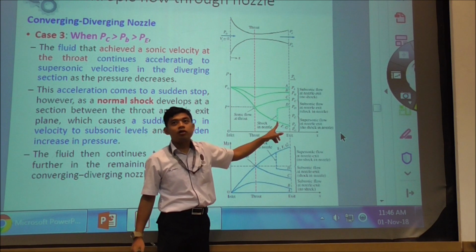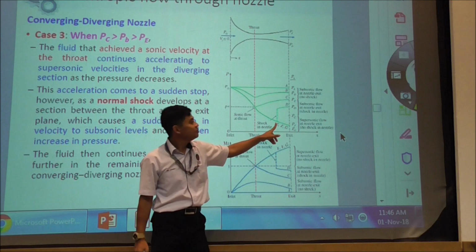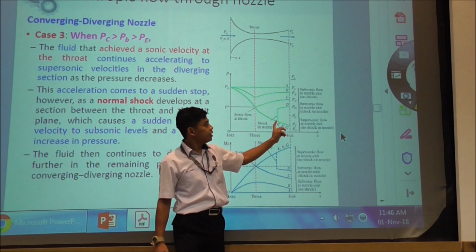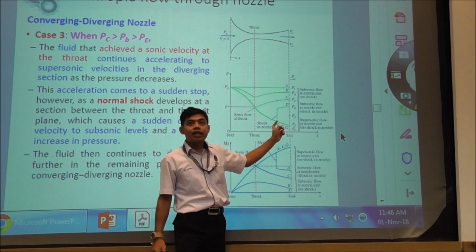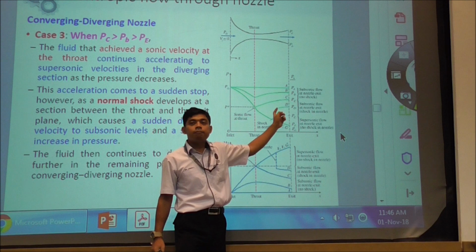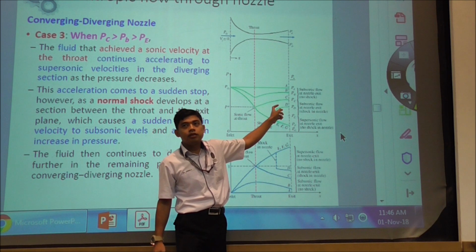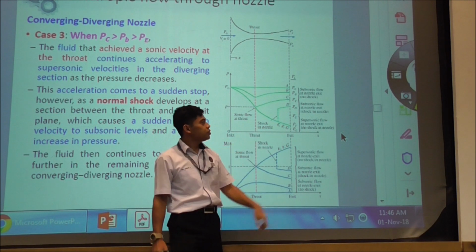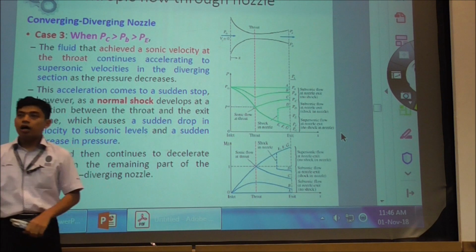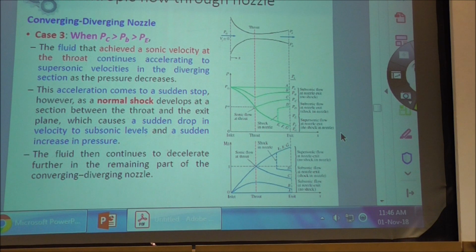Now you get a normal shock. Then what happens? When you get a normal shock, the velocity decreases rapidly, which means the pressure will increase rapidly. So at the outlet, rather than having a supersonic flow, you will have subsonic flow, even though in the diverging section you already reached supersonic flow.